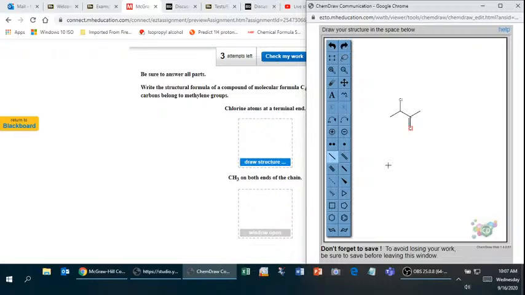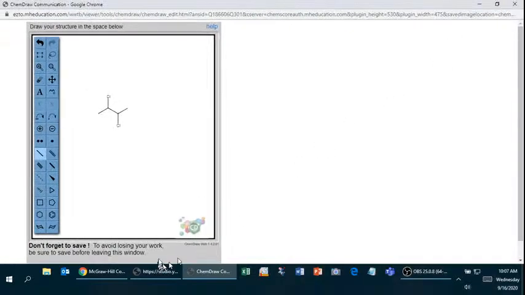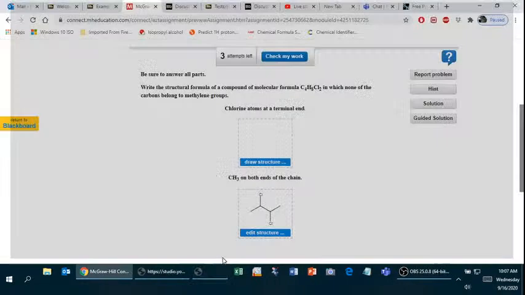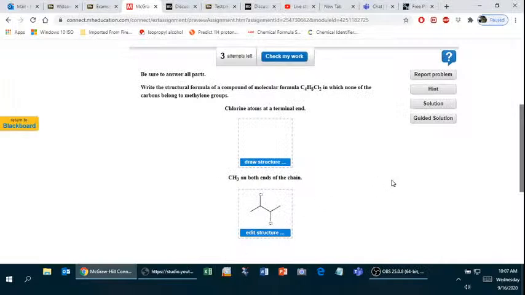But I want a double bond. I don't want a double bond. So now we have chlorine at a terminal end. Doesn't have to be at both ends. So now, if we put the chlorines on the same atom at the end, now we have two methyl groups and one methine group, and neither of these are CH2. So let's see if that works.